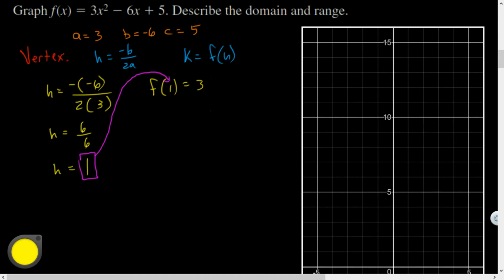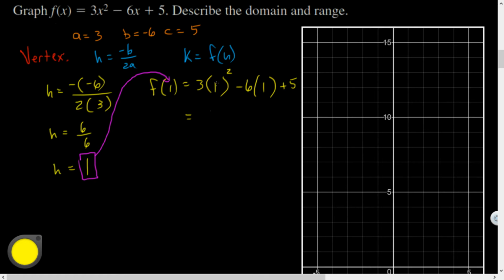So 3 times, instead of x, what am I plugging in? What's being plugged in for x? Right, I'm plugging in the 1. So 3 times, instead of x, is 1 squared. Minus 6 times, what am I plugging in, Kayla? Yeah, 1, and then plus 5. And now we're just going to PEMDAS this.